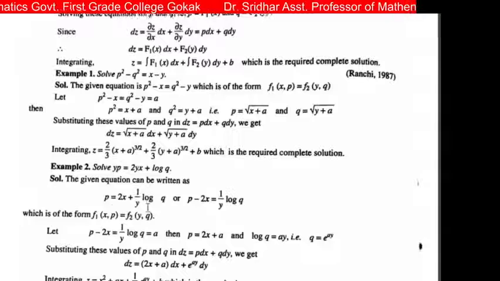Solve yp = 2yx + log q. Now in this case the given equation can be written as, dividing throughout by y, p = 2x + (1/y) log q.